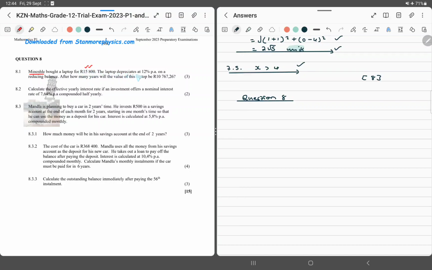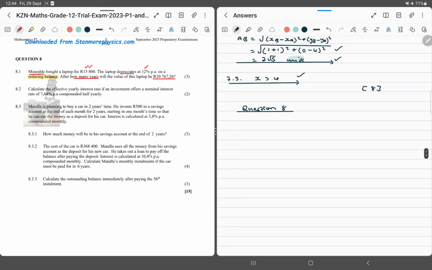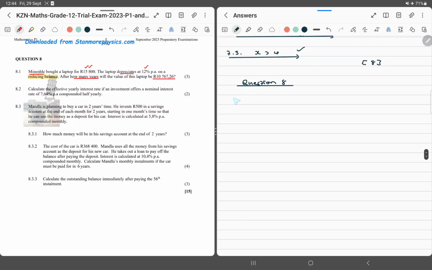Now the laptop depreciates at 12% per annum on a reducing balance. So this is giving away essentially the formula that we should use here. After how many years will the value of this laptop depreciate to R10,767.26? Not a problem. This is an easy question.